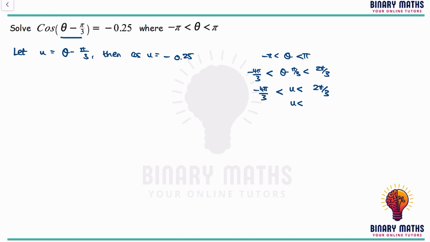So if I put in 2 pi over 3, I get this number, 2.0943, and minus 4.188. So this is my range between those numbers, okay? Because I can't identify what minus 4 pi over 3 and 2 pi over 3 are in my head.